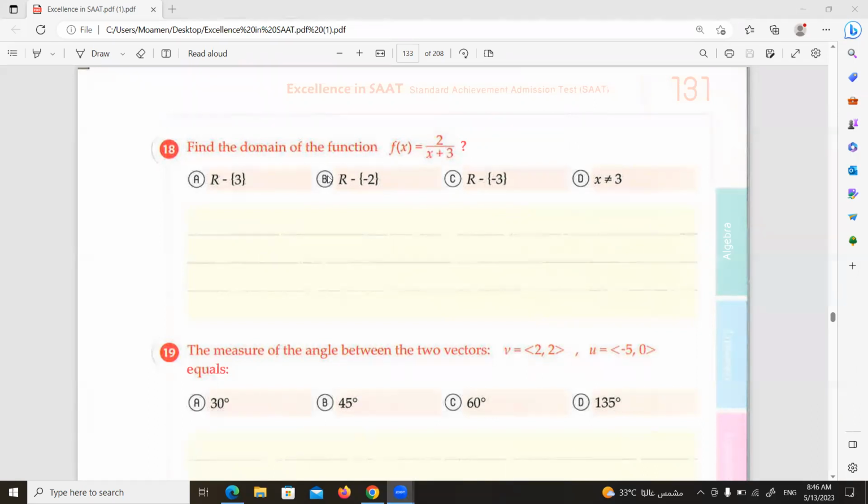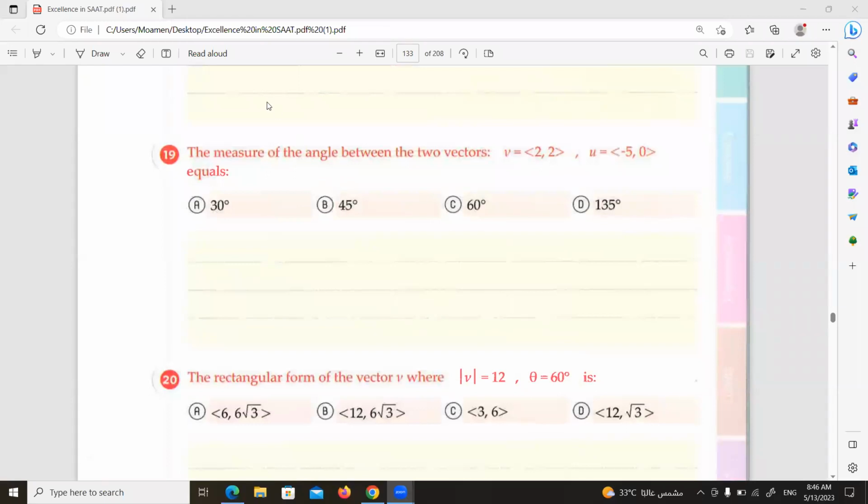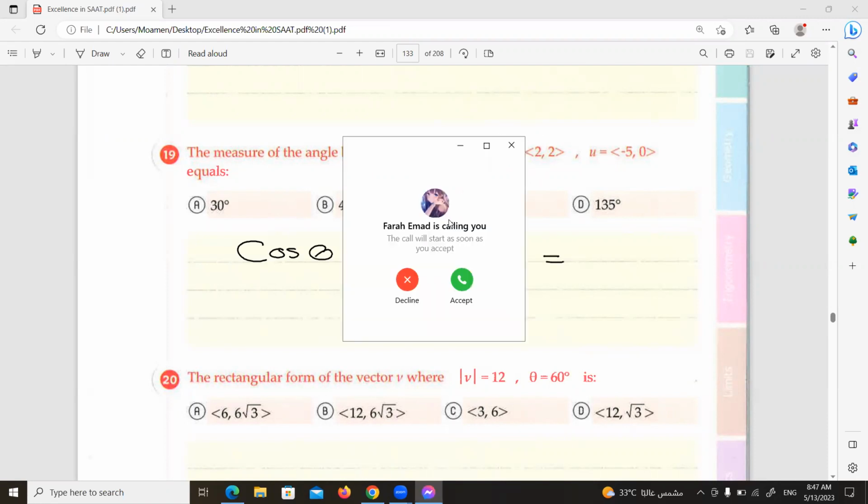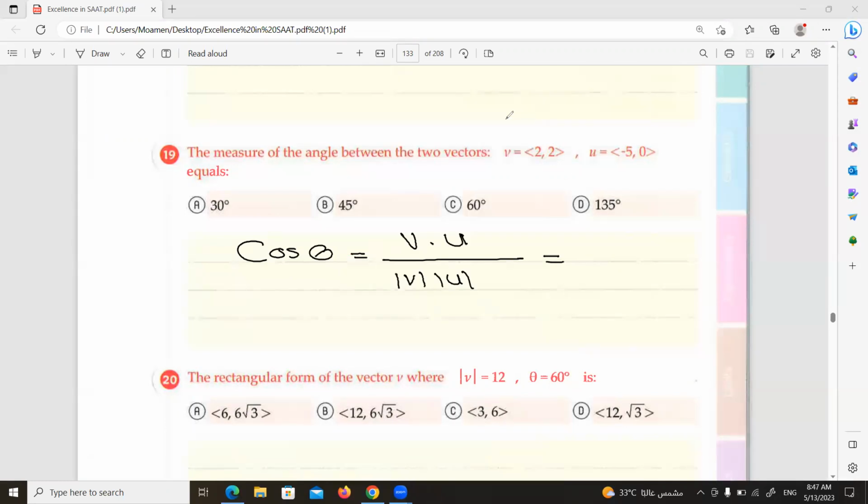Okay, we're going to number 19. I need the measure of the angle between the two vectors V and U. The measure of the angle included between the two vectors, we get it by using this rule: cosine theta equals the inner product or scalar product of the two vectors, V dot U, over the magnitude of V multiplied by the magnitude of U. The inner product means multiply.